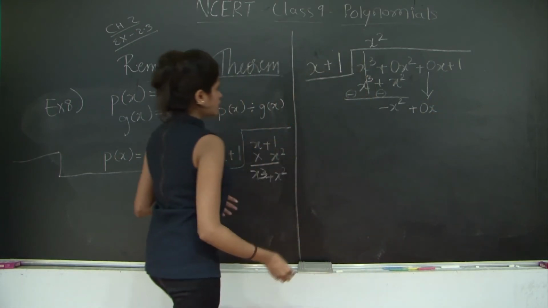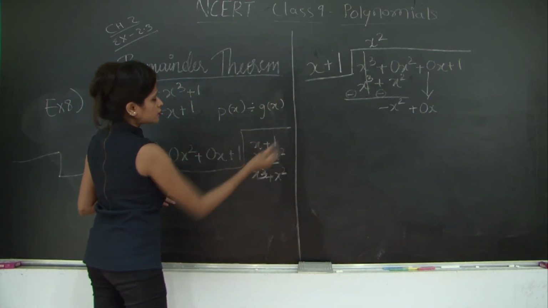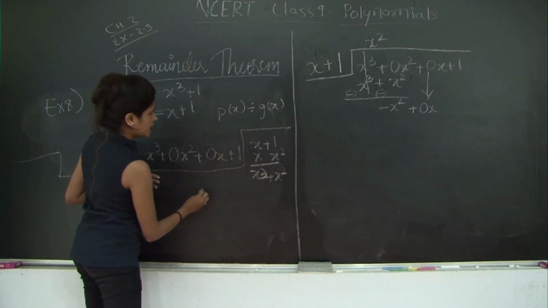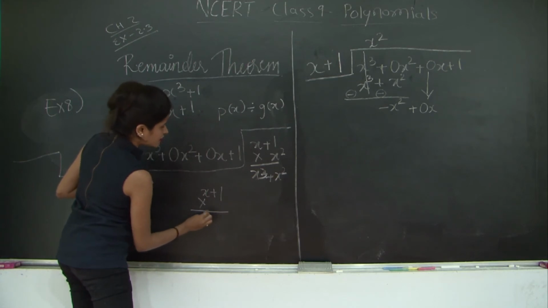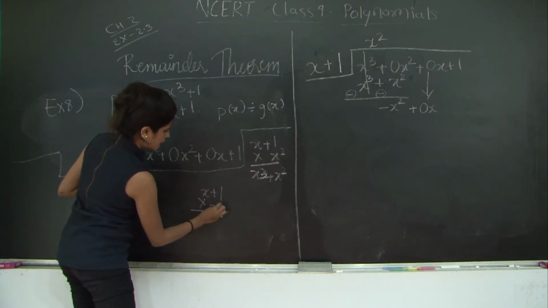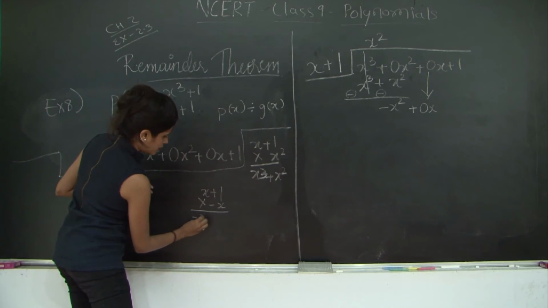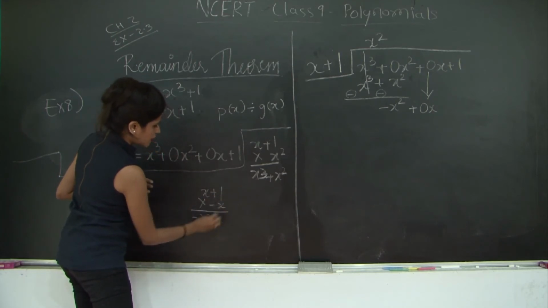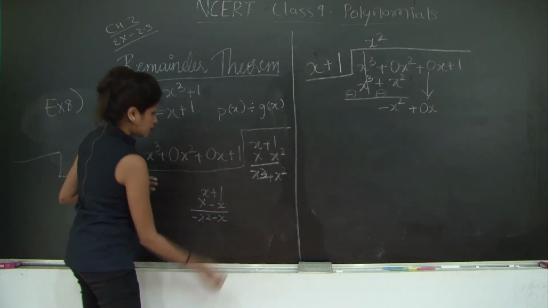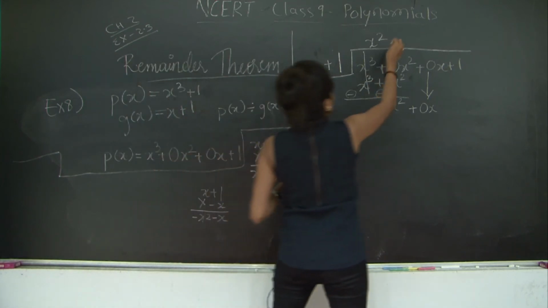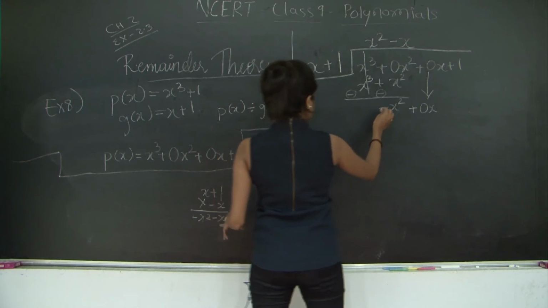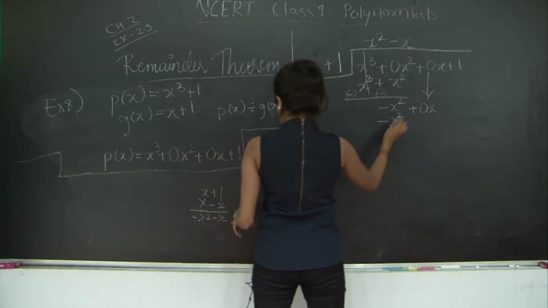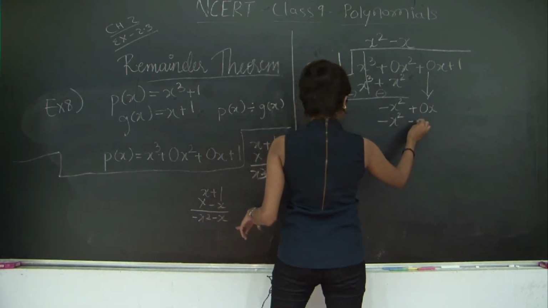So x plus 1 into what is going to give me minus x square as the first term? Let's take a look. x plus 1 into what is going to give me minus x square? Minus x will give me minus x square. Minus x into plus 1 will give me minus x, right? So this is minus x square minus x.